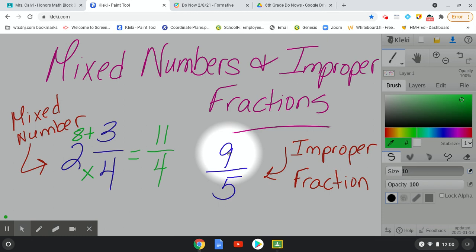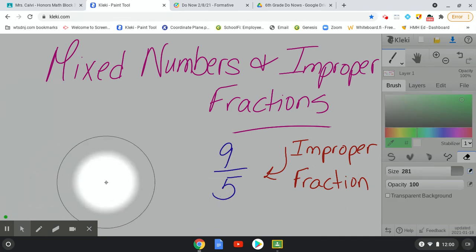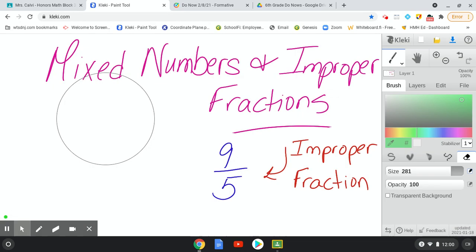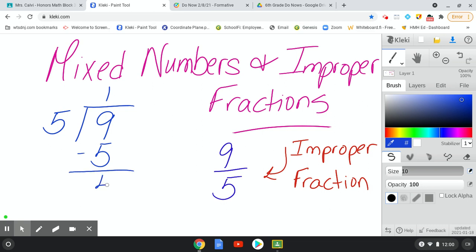Now let's say we wanted to change the improper fraction into a mixed number. Now remember, the fraction bar means division, so we're going to take 9 divided by 5. So remember, the numerator is always going to go inside of the division box, right? So 9 divided by 5. 5 goes into 9 one time. 1 times 5 is 5. 9 minus 5 is 4.